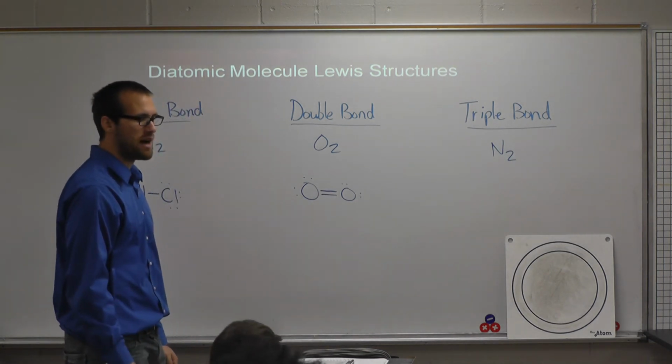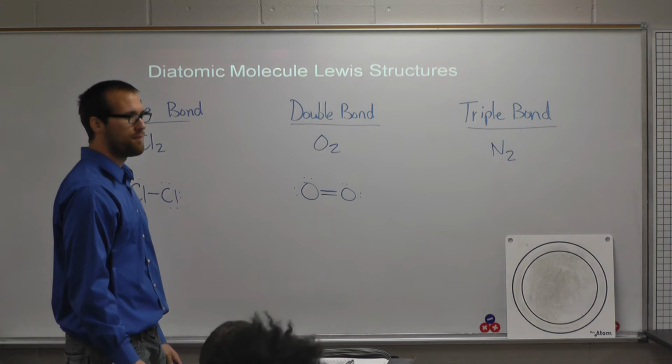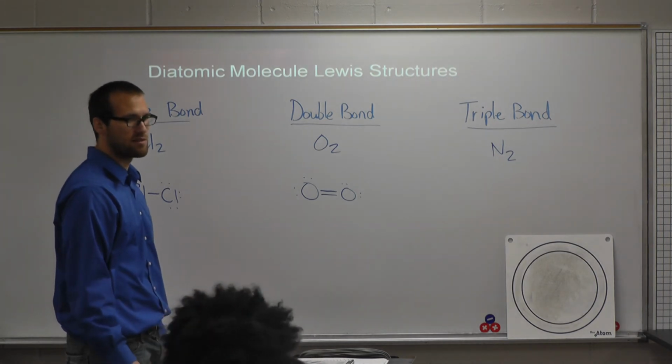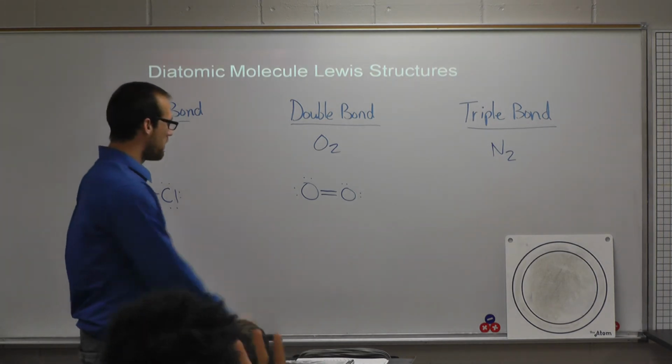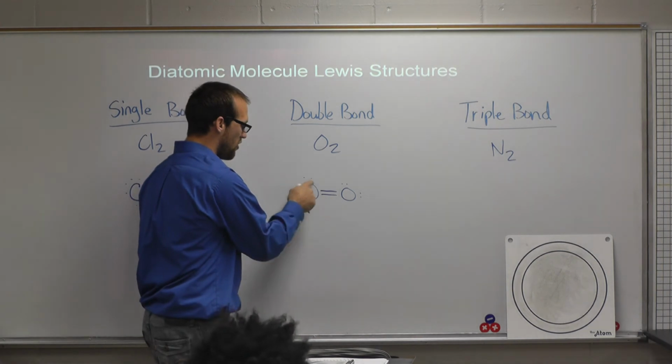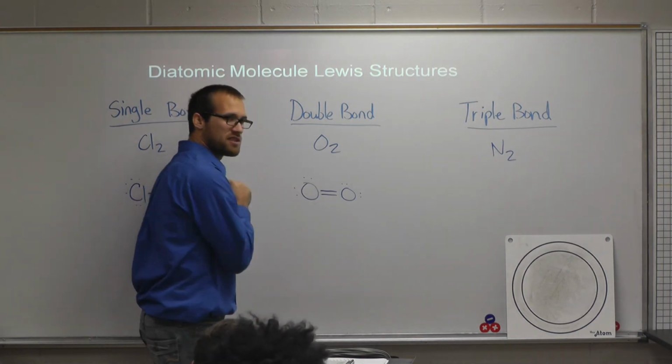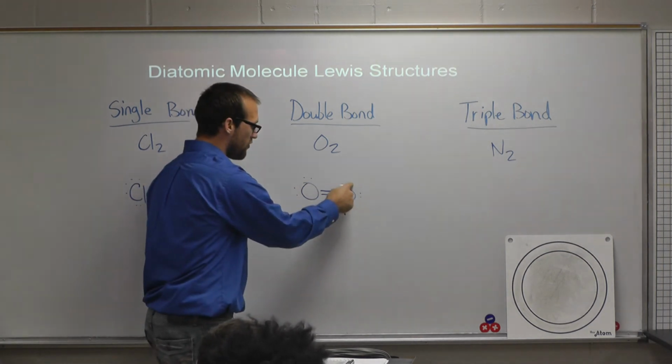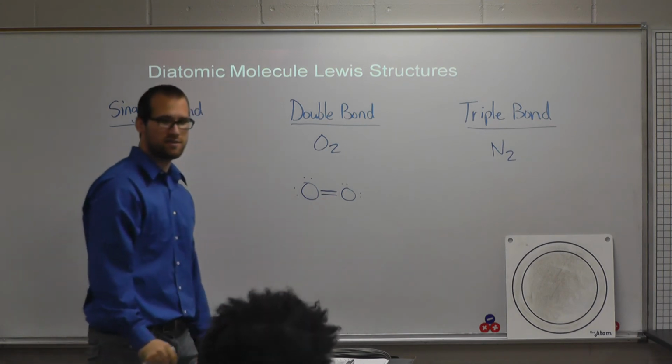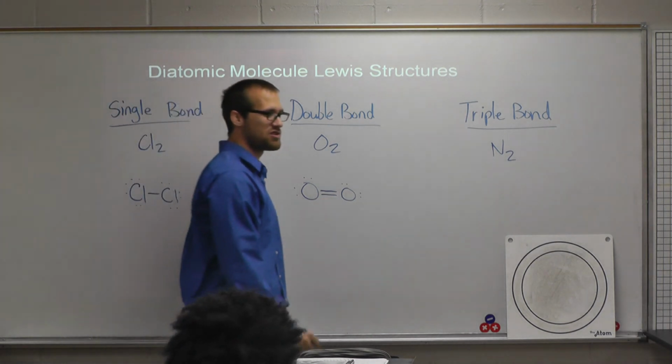Remember, I have 2 bonds here, which means how many? I have 2 pairs, which means how many electrons? 4. So I would say 2, 4, 6, 8 around oxygen. Stable? Yeah. 2, 4, 6, 8. Stable. Stable. Are you seeing the trend here?